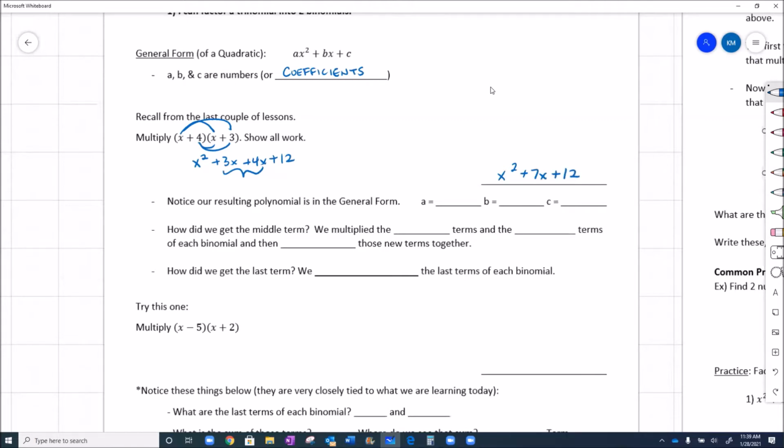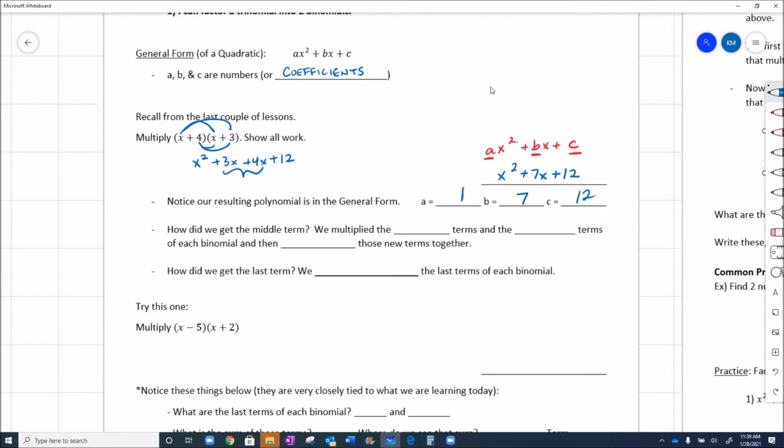Notice our resulting polynomial is in general form. Our a value would be 1. Our b value would be 7. Our c value is 12, right? Because if we have ax squared plus bx plus c, you see where those values come in. B and C are easy to see. A, remember, if we don't have a number in front of a variable, then it is 1.